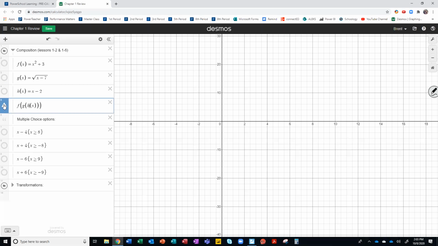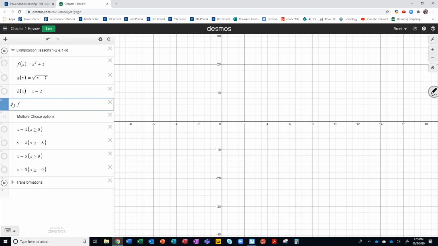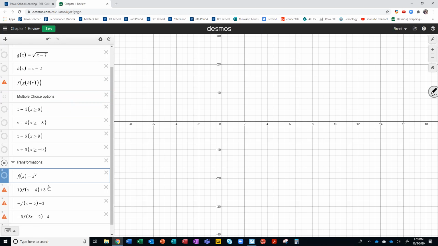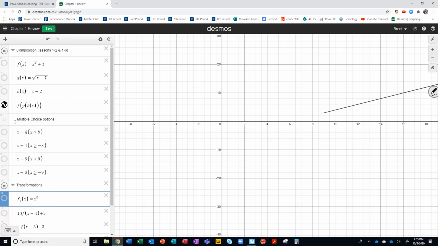Now, I got a problem somewhere. Somewhere I got a symbol that's not working right. Where is it? F, G, H. I don't know. Let's just type it in again. F of G of H of X. Here's my problem. Sorry. Now I got it.